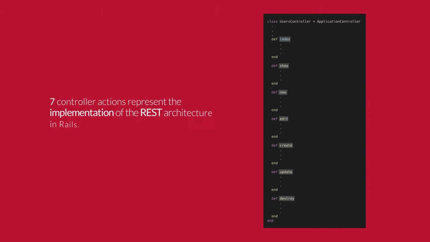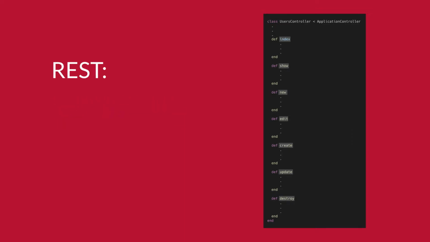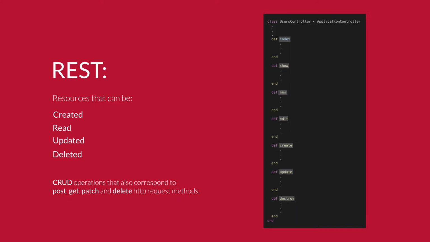These 7 controller actions represent the implementation of the REST architecture in Rails. Within the context of a Rails application, REST means that most application components, like users in our example, are modeled as resources that can be created, read, updated, and deleted, CRUD operations that also correspond to the post, get, patch, and delete HTTP request methods.